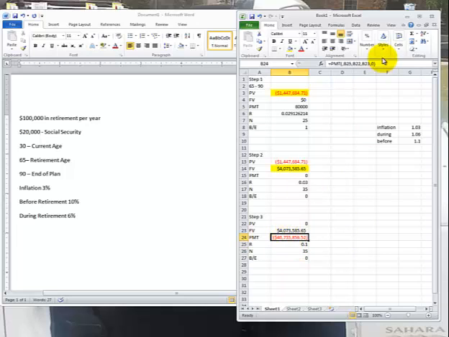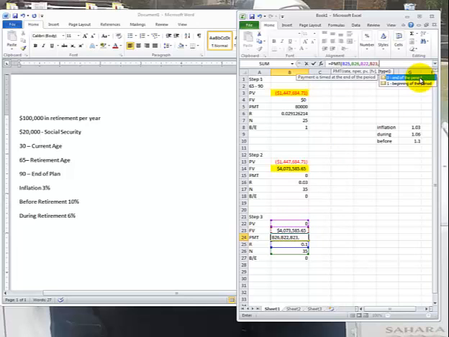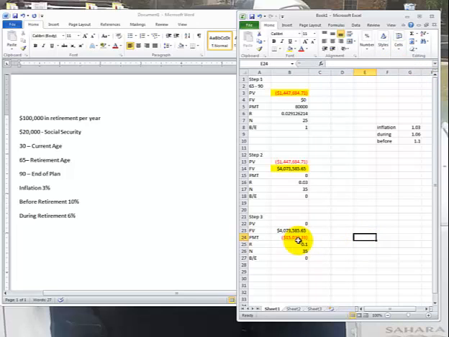Let's see here, our payment is messing up somehow. Let me redo this again. I might have messed up on something. Our rate is 0.1. Our number of periods is 35. Our present value is 0. Our future value is this. End of the period. Okay, there we go. So I messed something up here.